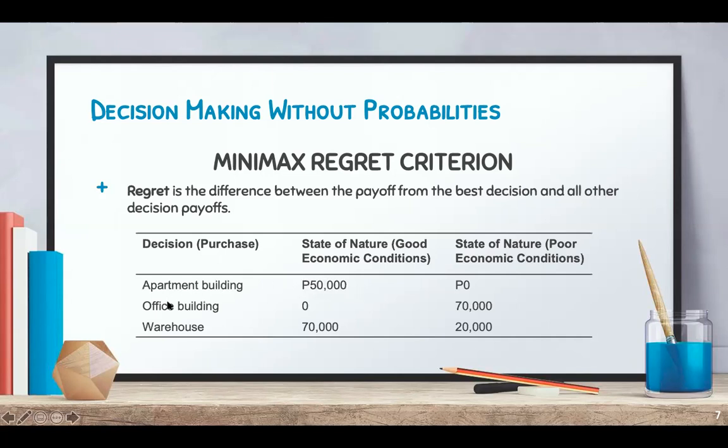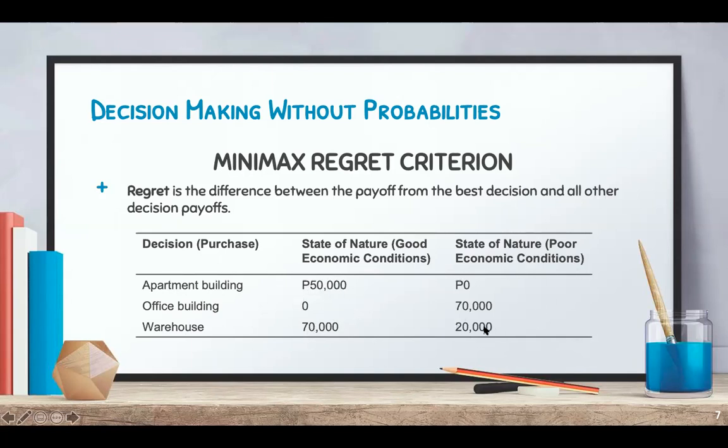So, in our example, the office building earlier was 100,000. Then, the regret is 0 because it is the highest in this group. But the apartment building's payoff earlier was 50,000. So, the regret for the apartment building is 50,000, that is 100,000 minus 50,000. For the warehouse, the payoff earlier was 30,000. So the regret is 70,000. Again, we subtract all of them from the highest among them.